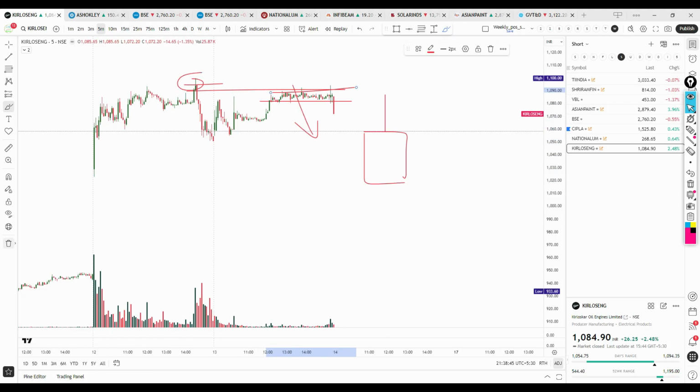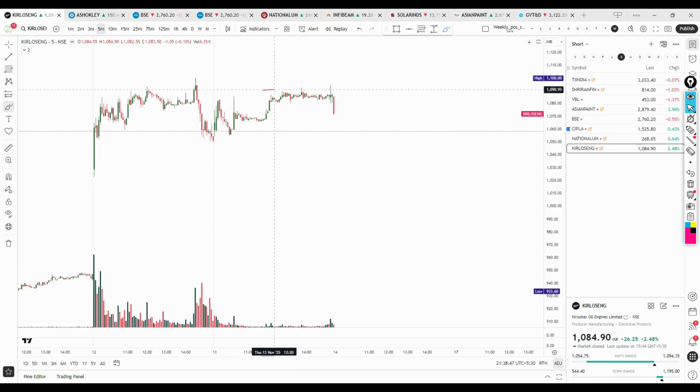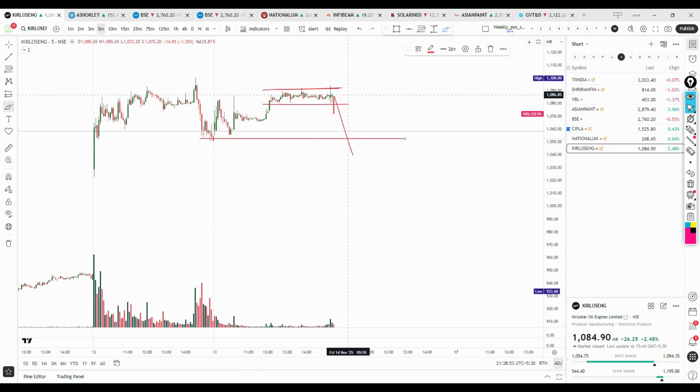Okay, there was a lot of consolidation. If this consolidation breaks the previous low, we can say this was the distribution. If this breaks out and goes up, we can say this is the accumulation. As of now, we can call it a consolidation.